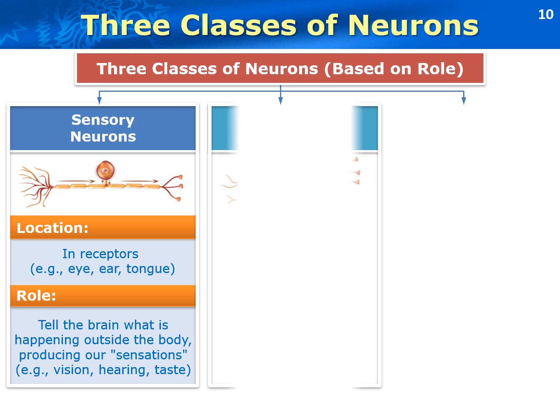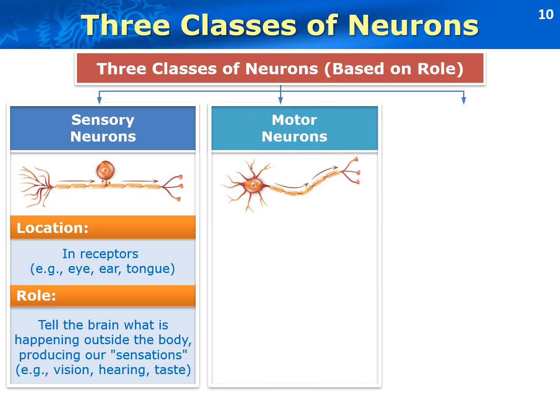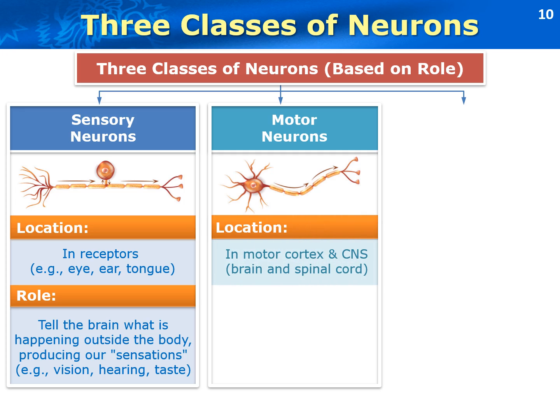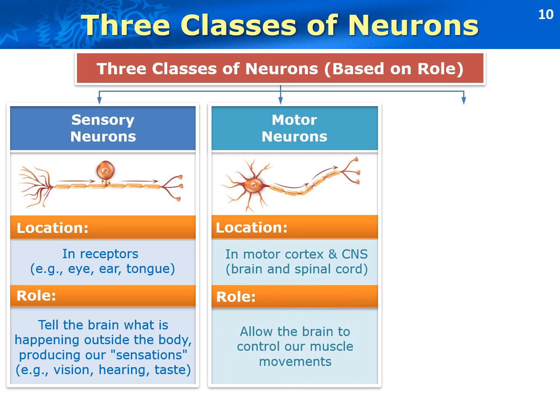Motor neurons look like this, whose shapes are slightly different from sensory neurons. Motor neurons are often located in motor cortex and the central nervous system, such as brain and spinal cord. The key role of motor neurons is to allow the brain to control our muscle movements.